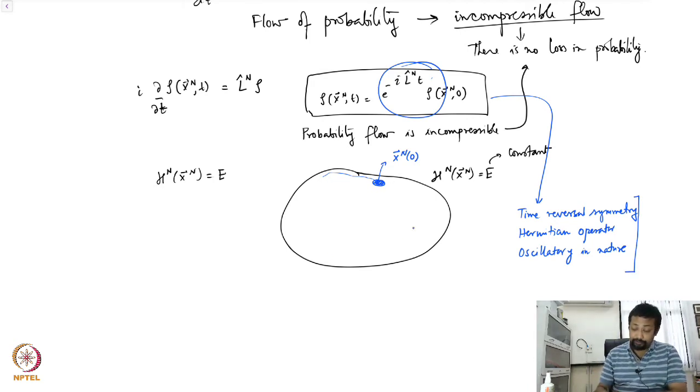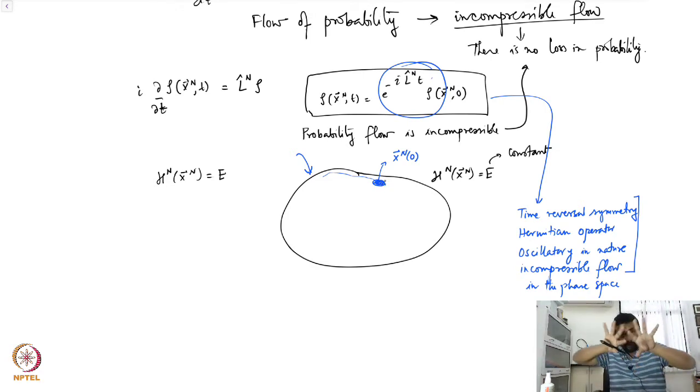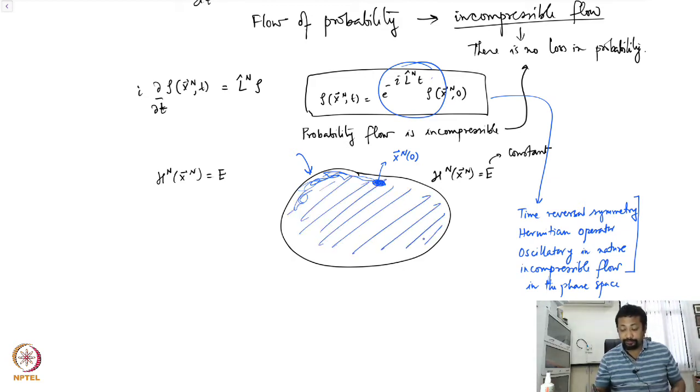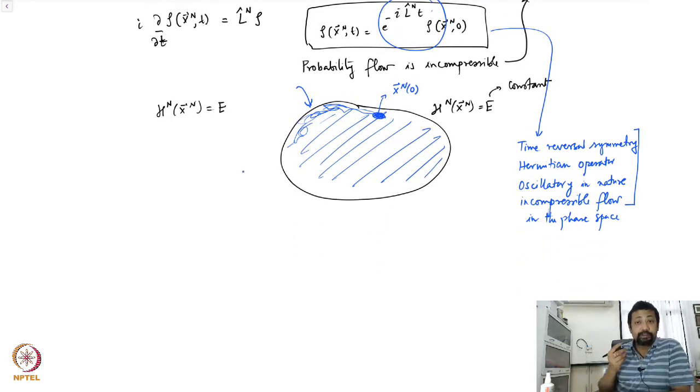So as time evolves, in this picture that we have tried to establish, this is an incompressible flow in the phase space, and therefore if you start off with a small patch of initial conditions, it is going to evolve as time progresses. The trajectories are going to evolve so that it slowly covers the whole of this phase space, right? Now, what does this mean? Is this always guaranteed? That is the point that we want to discuss.